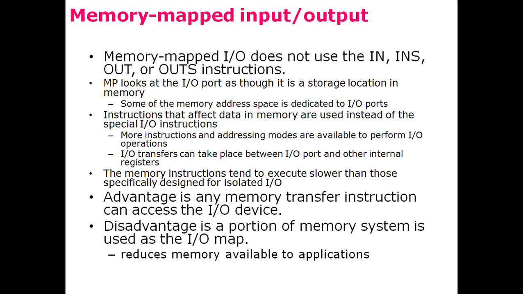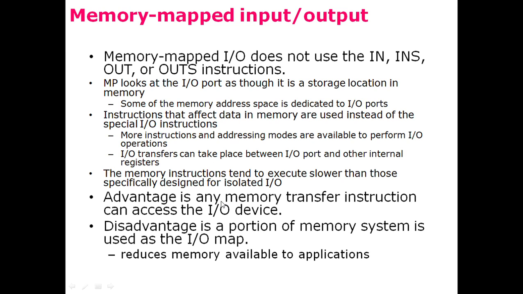So this would give us more instructions, and addressing modes are available to perform I/O operations, because normal data transfer instructions are used for I/O, so more instructions and addressing modes are available. I/O transfers can take place between the I/O port and other internal registers, because those other data transfer instructions can access other internal registers as well, apart from the accumulator. So the data can be moved between the input and output port and other internal registers of the microprocessor.